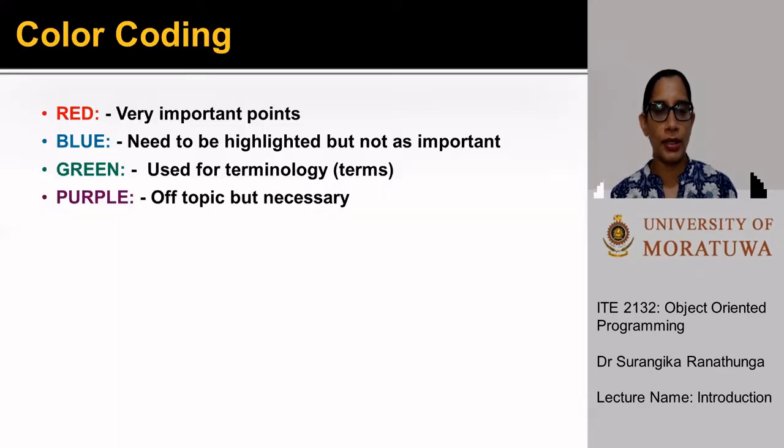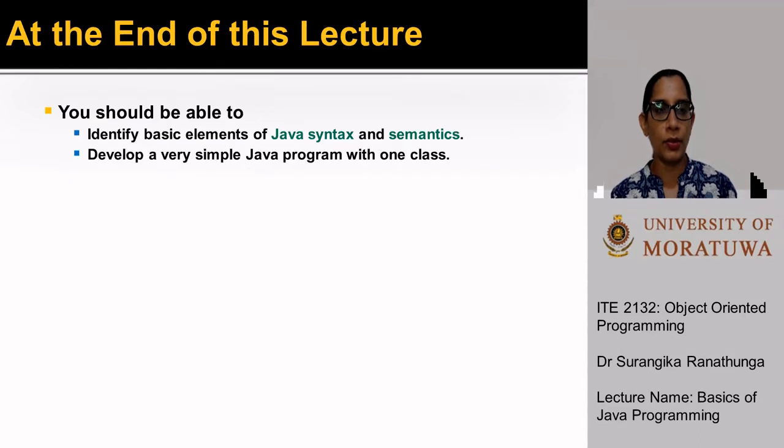So just like in the other lectures in this series and the other modules, we'll be using the same color coding. In this module, you will be able to identify the basic elements of Java syntax and semantics, and you will be able to apply those syntax and semantics in developing a very simple Java program with one class.